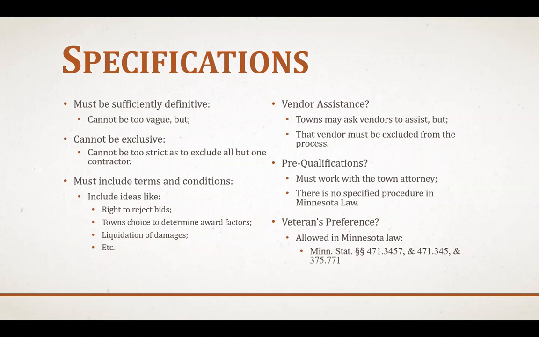If you want the back slope on a road to be a certain degree, please make sure to add that in your specifications. However, it can't be too exclusive. You can't be so strict as to exclude all but one contract, except in very limited circumstances. These are referred to as non-competitive, either supplies or agreements.